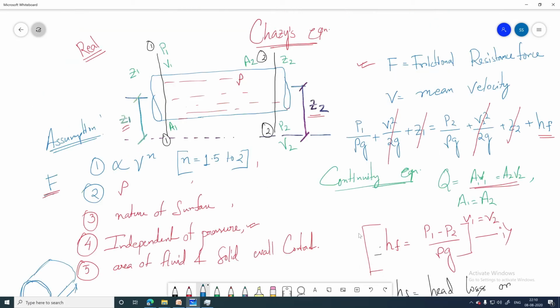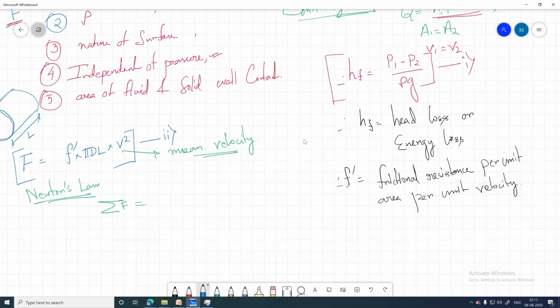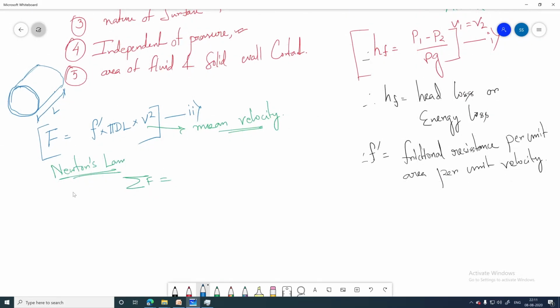Why? Look, here we consider the flow is steady. In steady flow, the velocity at any two sections is constant, that means there is no acceleration, right? So if there is no acceleration, the local acceleration is 0. As we know from Newton's law, F equals mg, here g is the gravitational acceleration and the local acceleration is 0, so that is why F is also 0. So we can write, as per Newton's law, summation of F equals 0.